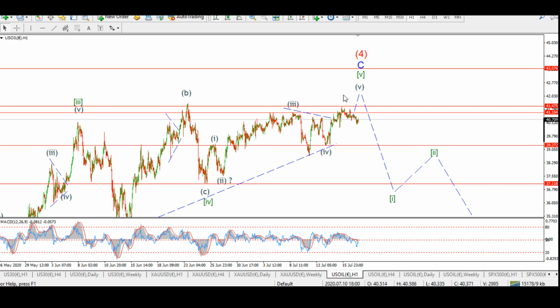But I can't see this sideways consolidation go on for much longer. We're going to have to get some sort of reaction out of this. Is it in a fifth of a fifth, complete wave C? Let's see if that's going to happen.